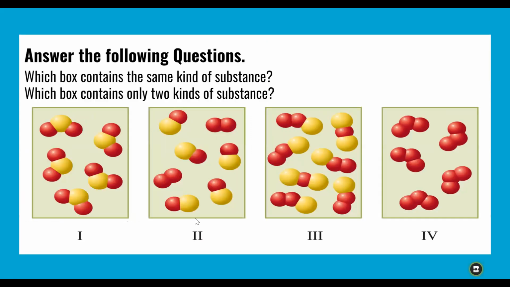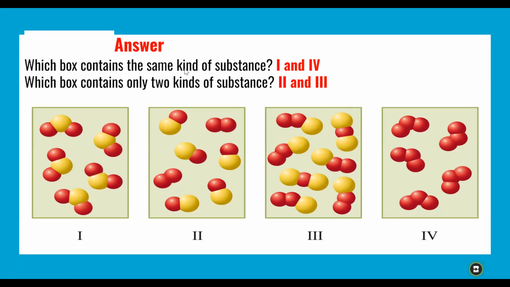Okay, now, from what we just said, that means boxes 1 and 4 contain the same kind of substance, and 2 and 3 are different kinds of substances. They contain two kinds. This one contains only one kind, okay? The same kind, the same kind. So now, which box contains the same kind of substance? 1 and 4. Which box contains only two kinds? This, 2 and 3, okay?